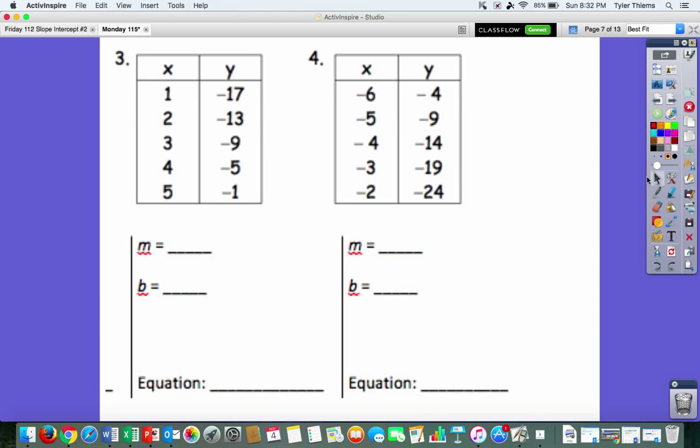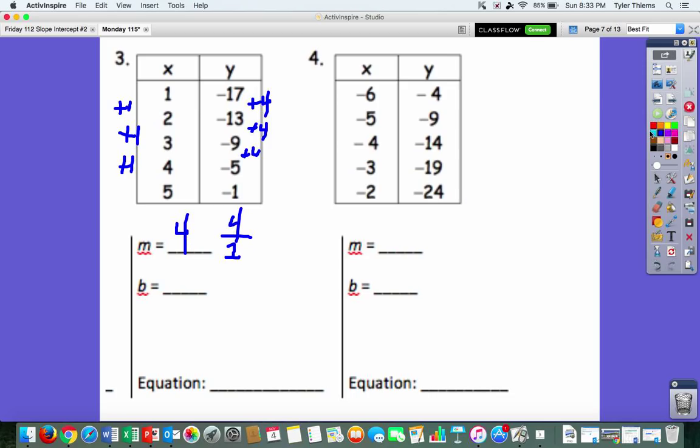Okay, let's go over number 3 and number 4 then. You should have done 5 and 6, but let's do 3 and 4. The change in y here is going up by plus 4 the whole way. The x is going up by plus 1, so our change in y over our change in x is 4 over 1, which is equal to a slope of 4.